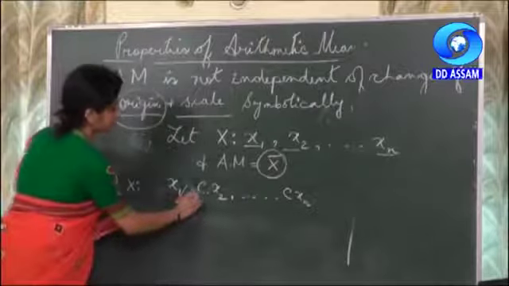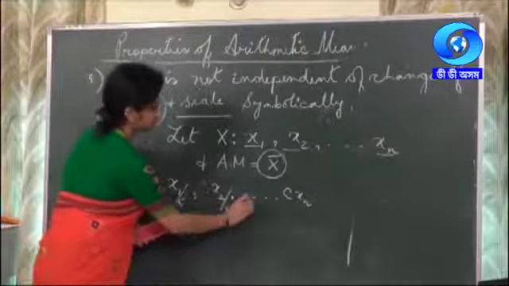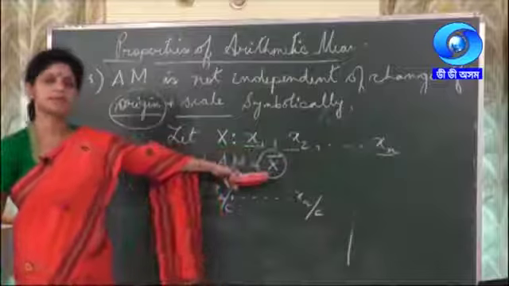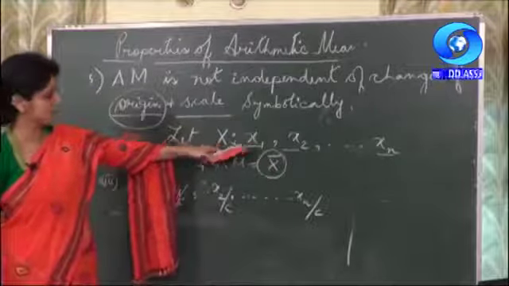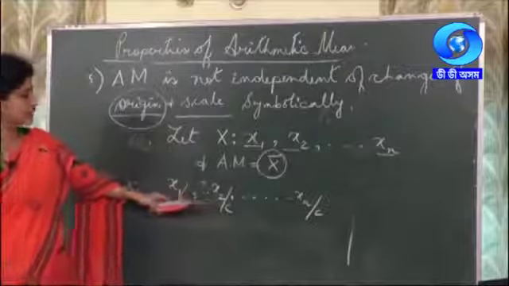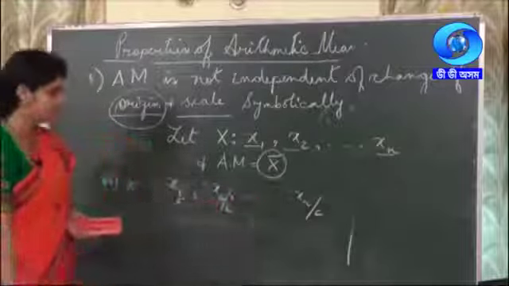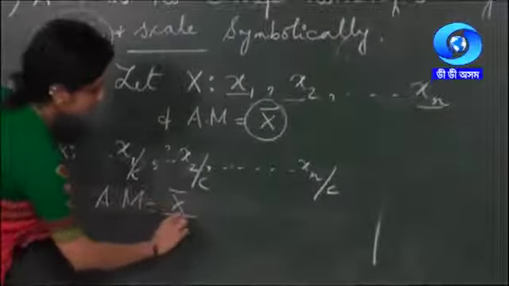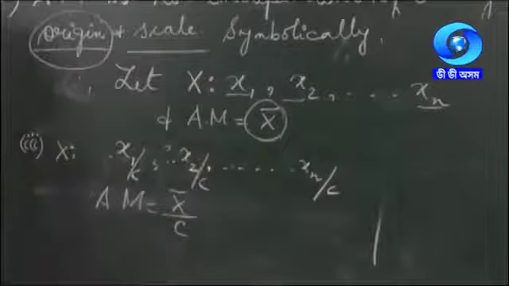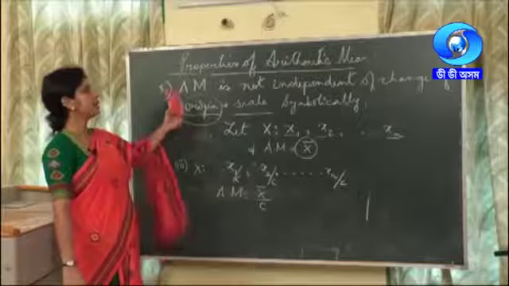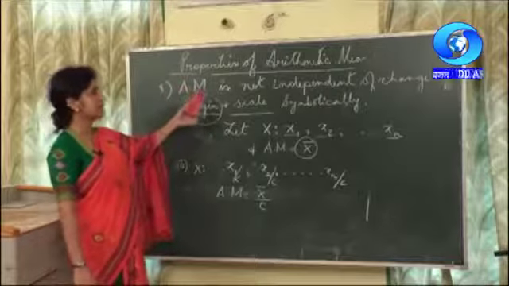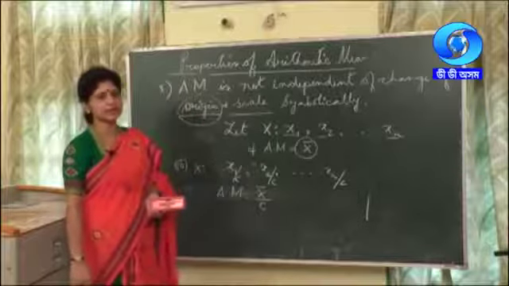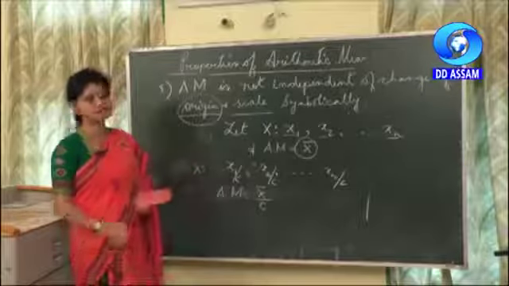Similarly, taking the third case, if all the items get divided by c, the new series is taken by dividing all the items by the constant c, while the original series has arithmetic mean x bar. Then the arithmetic mean of this new series will be x bar divided by c. So this is the property of arithmetic mean which says that it is not independent of change of origin as well as change of scale.